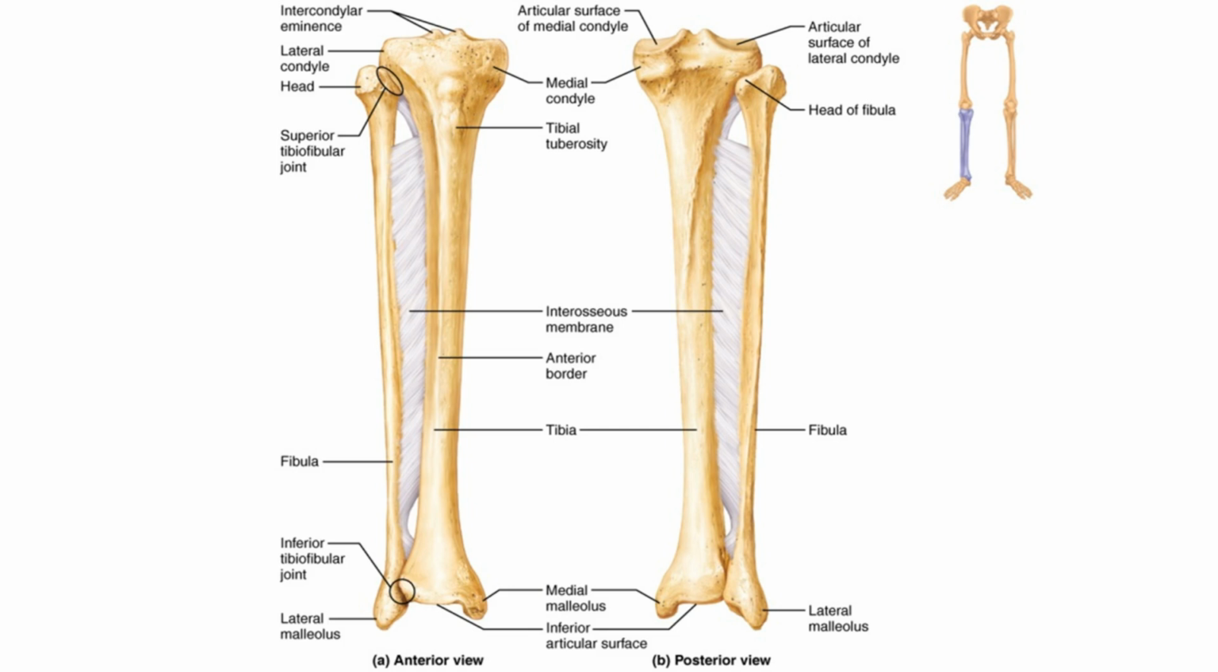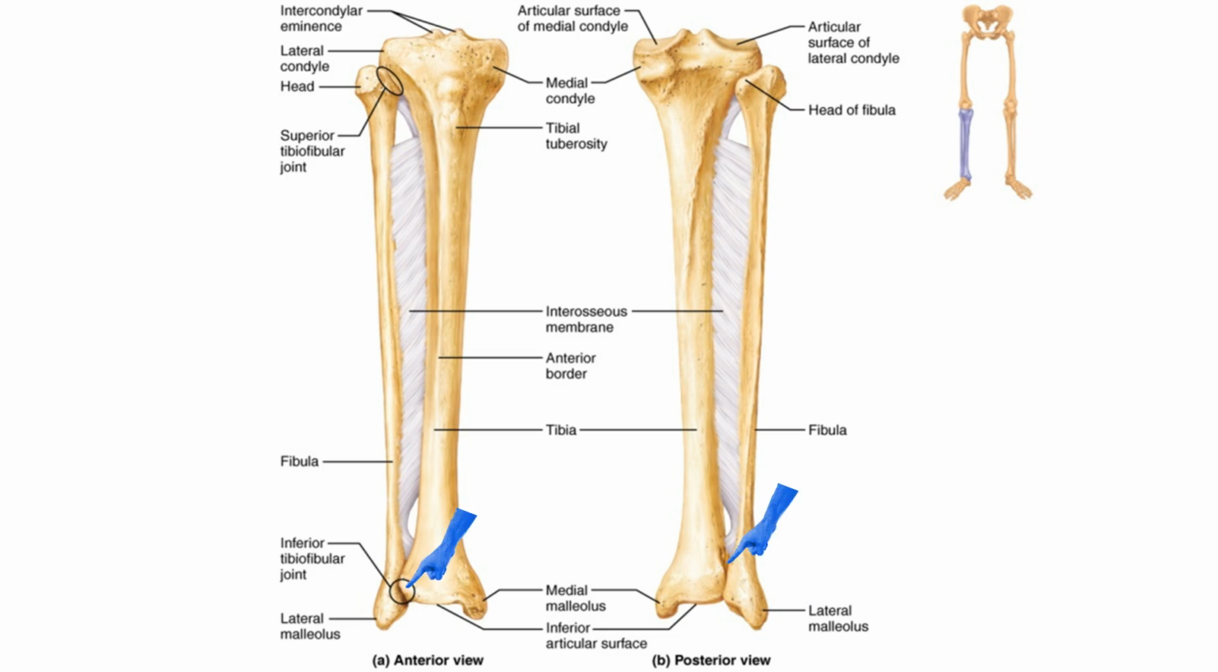Next, we have the fibula. Important note, this bone does not take part in the knee joint. At the top is the head, which articulates with the lateral condyle of the tibia. On the distal end of the fibula, locate the lateral malleolus. This forms the outer bulge of your ankle.